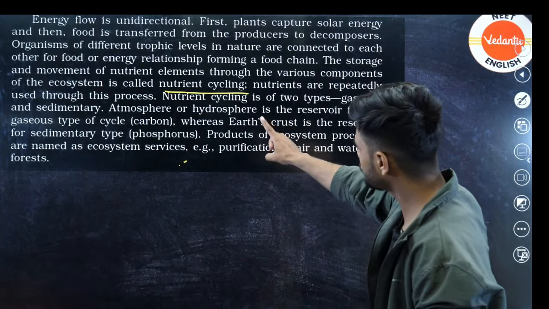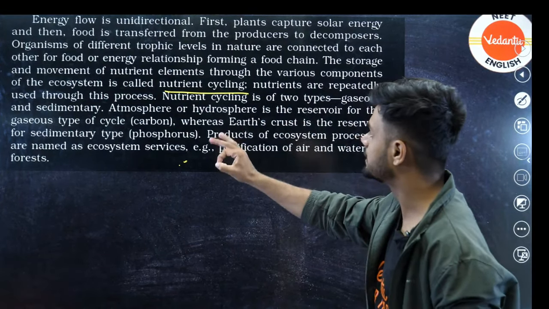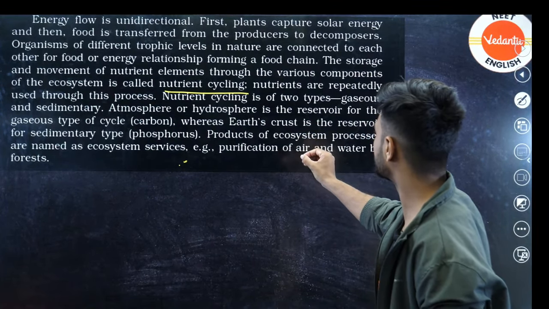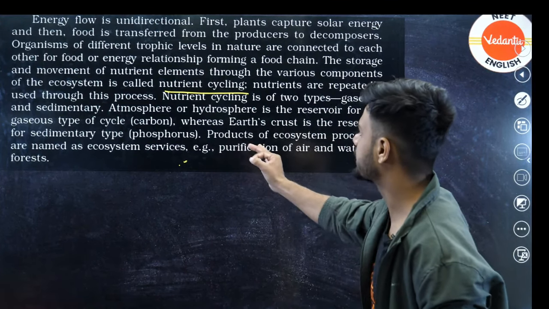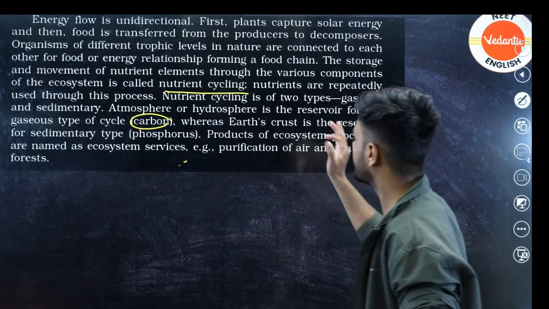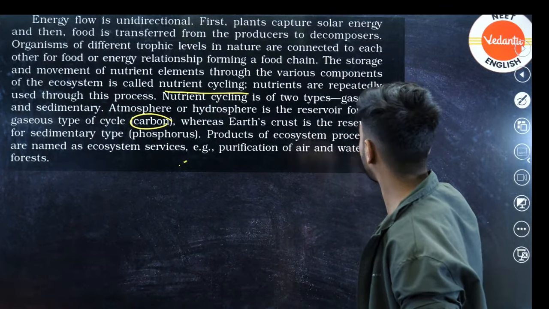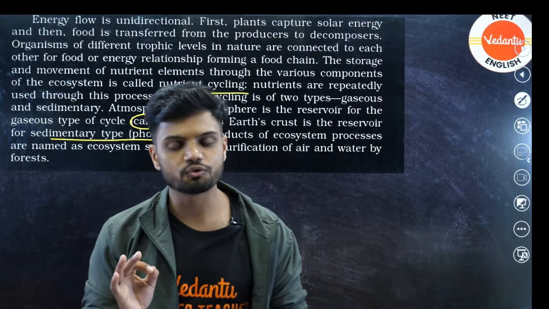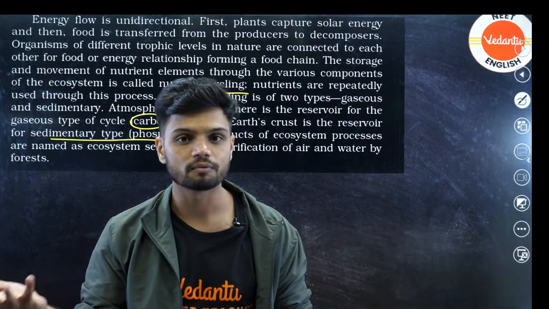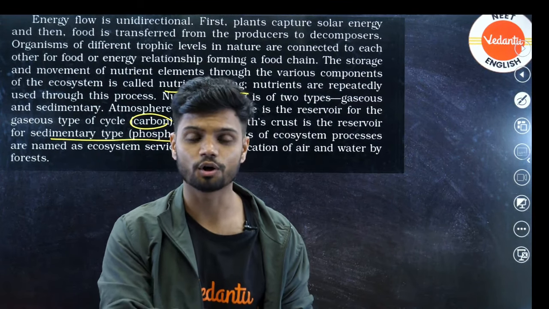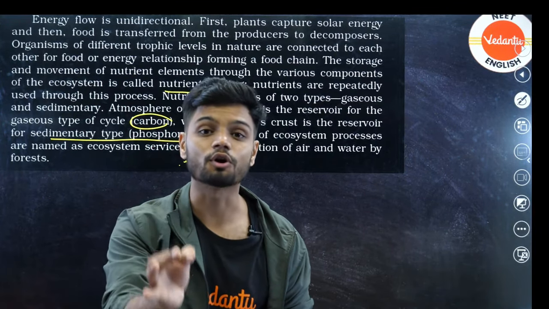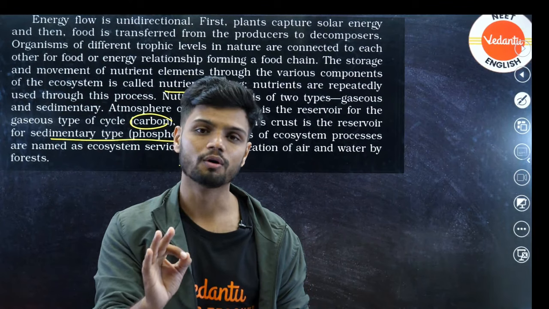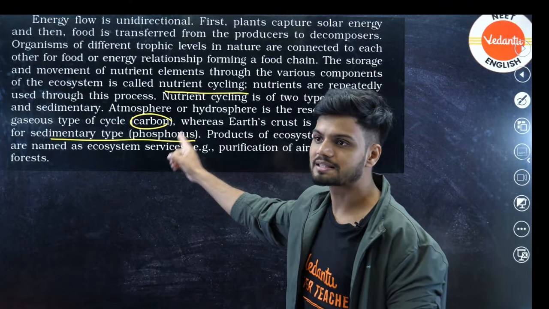Okay. Nutrient cycling is of two types: gaseous and sedimentary. Atmosphere or hydrosphere is the reservoir for the gaseous type of cycle, that is, carbon is the gaseous one. Whereas Earth's crust is the reservoir for the sedimentary type, that is phosphorus. So if you get a question in the examination asking which is the gaseous type of nutrient cycle, you should tell me it is carbon. What is the sedimentary type? It is phosphorus. So students, do not say it is not in the syllabus, I will not read. Please know that it is given in the summary.